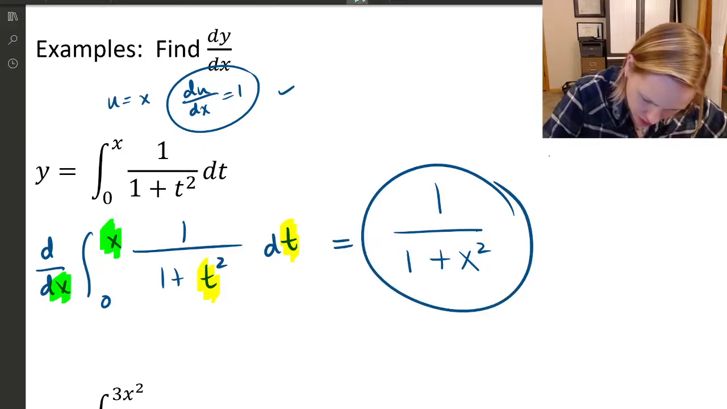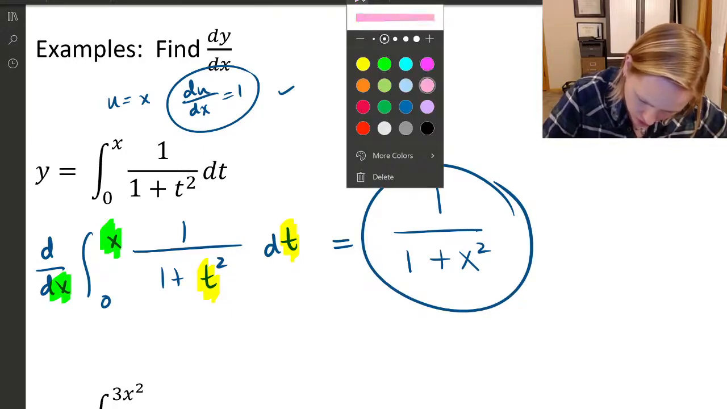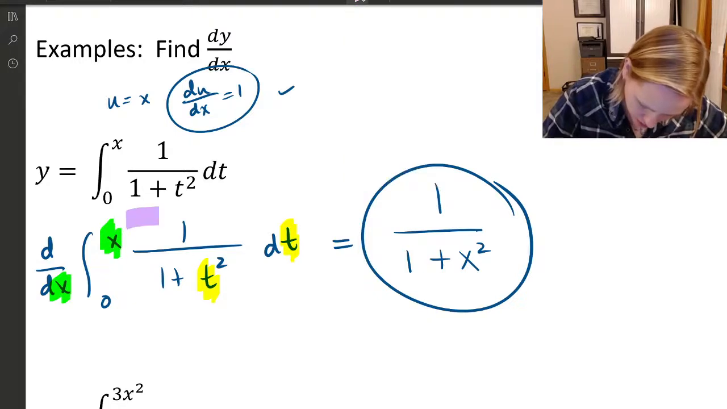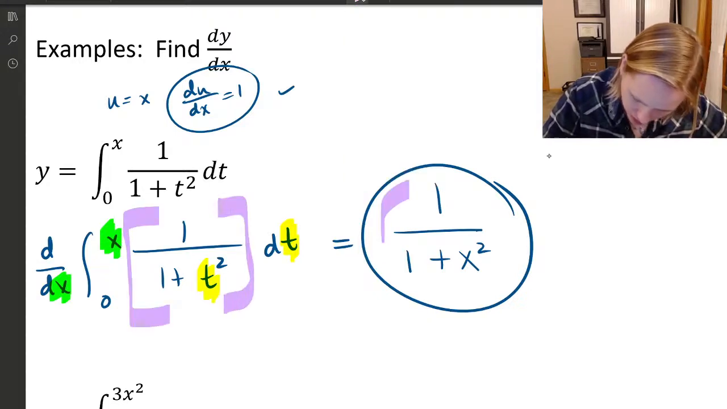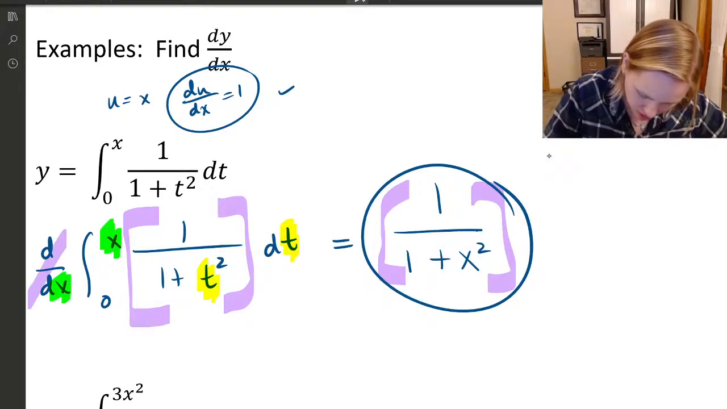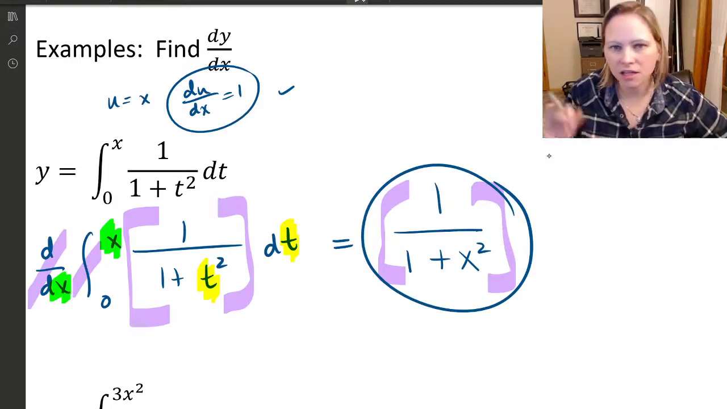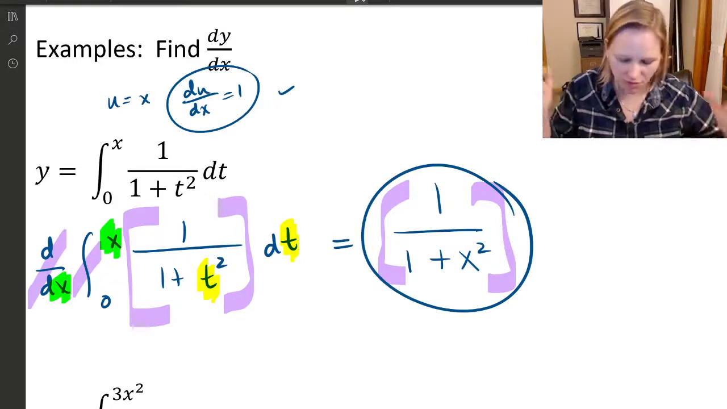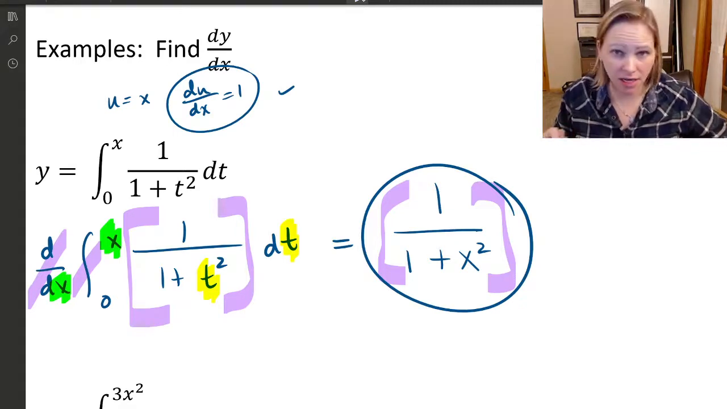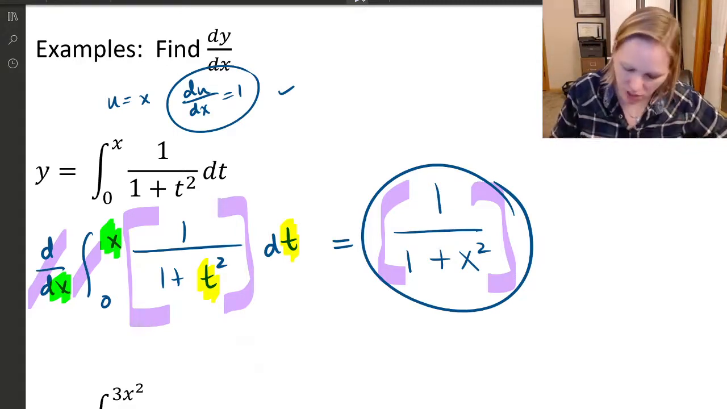So again, this was my whole entire function here. And we'll use purple. I like purple. And all I did was write it. The integral and the derivative kill each other. They cancel away. X goes in, rewrite it with the letter x instead of a letter t. Ta-da, done. The most basic type of problem.